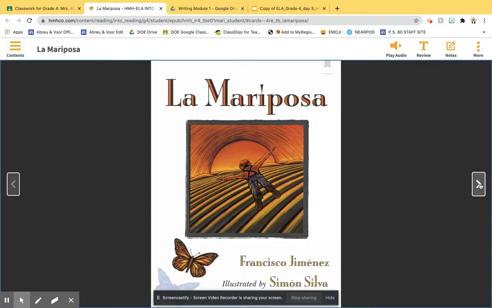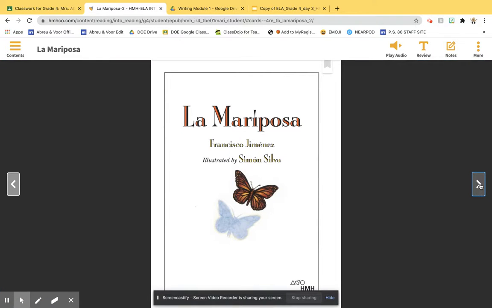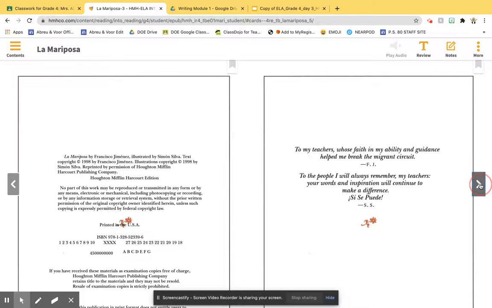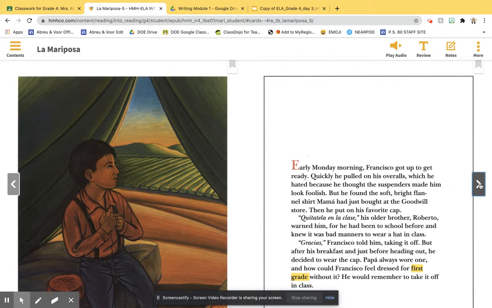Okay. So we read the story already, so it should be familiar. I'm just going to look at page 1. And I'm going to identify the words that are precise and specific. So I'll reread page 1. Early Monday morning, Francisco got up to get ready. Quickly, he pulled on his overalls, which he hated because he thought the suspenders made him look foolish.